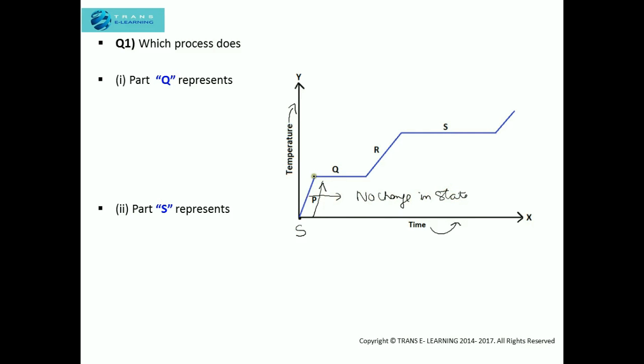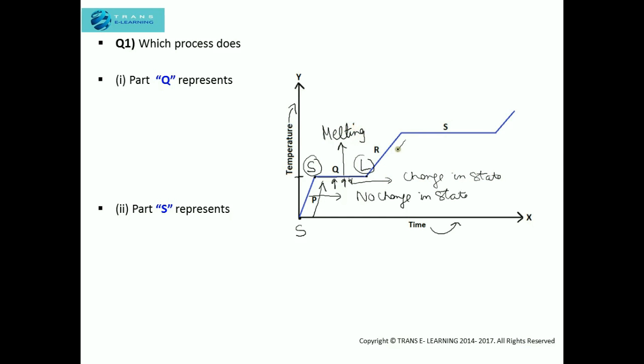So this point also will represent the solid form of that material, and as you can see here there is no rise in the temperature, so this horizontal line represents the change in the state. So at this point we have the liquid phase, and the process of changing a solid into liquid on heating represents the process of melting.